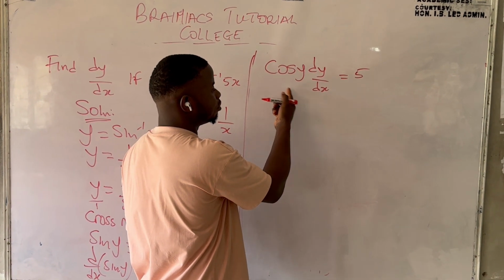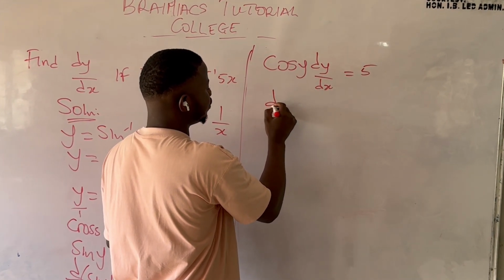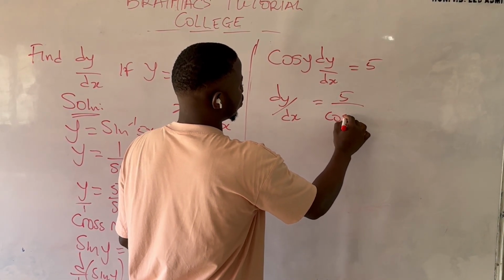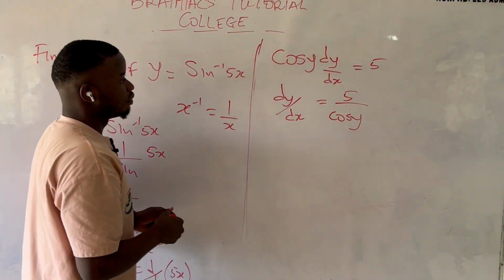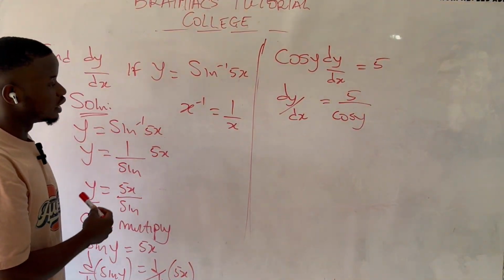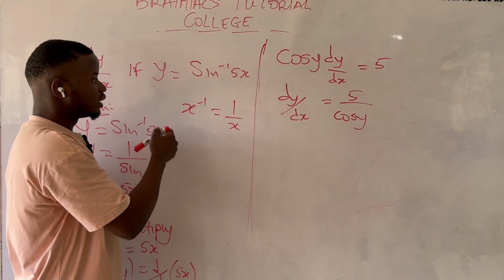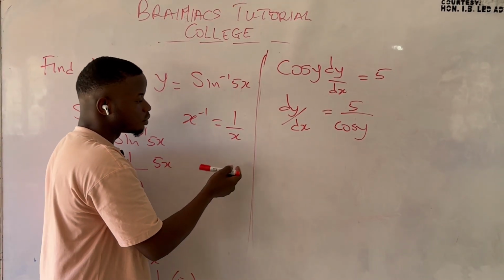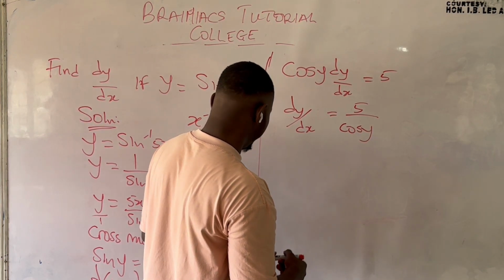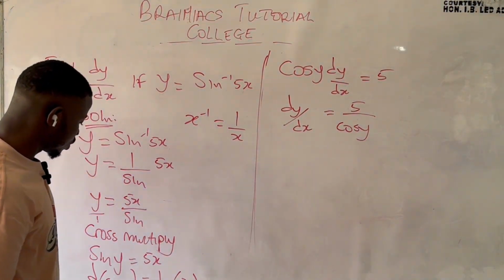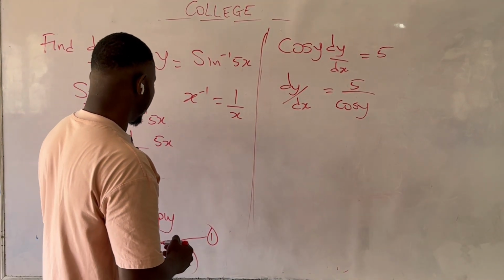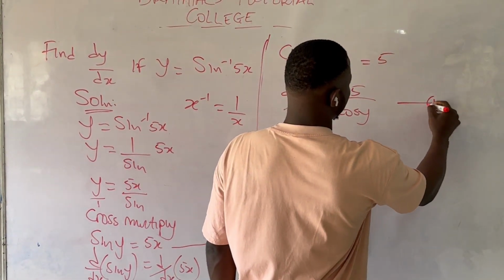From here we can divide both sides by cos y. So here we have dy over dx equals 5 over cos y. We are looking for dy/dx because the question says find dy/dx. That means we are differentiating y equals sine inverse of 5x with respect to x. So dy/dx is equal to 5 over cos y. From what we have there, we can make sine y equals 5x equation 1. Then also, we can make this one equation 2.